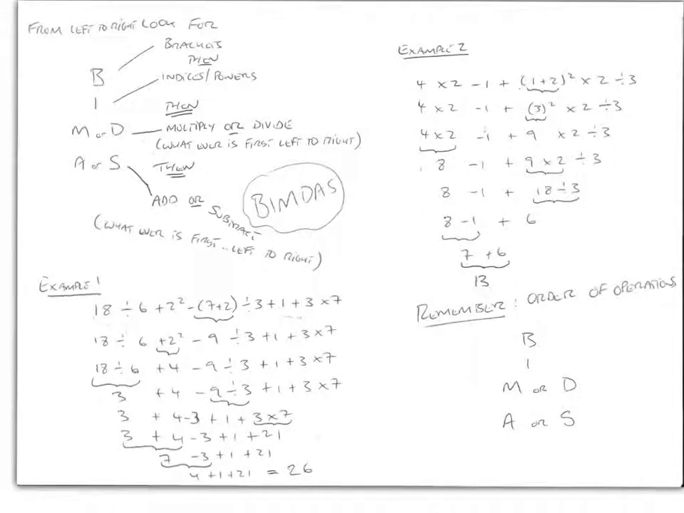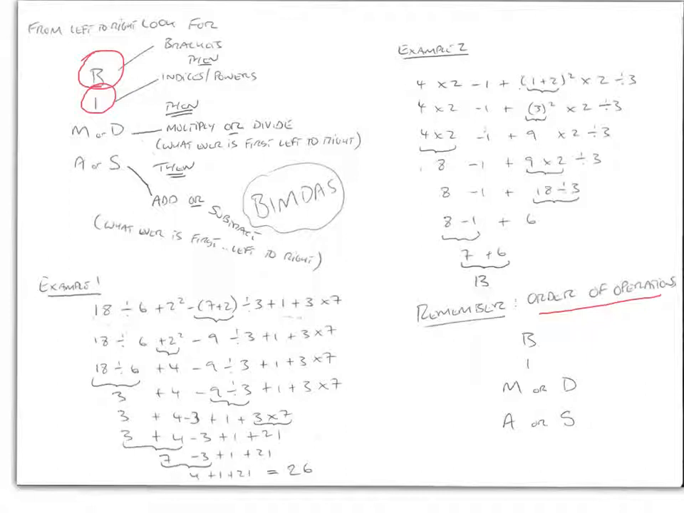Okay, let's have a quick look at BIMDAS, which is basically the method we use in solving long sums following a particular order of operations. Our order of operations in a long sum means that we must solve anything in the brackets first before we look at and solve any part of the sum that is raised to an index or a power.